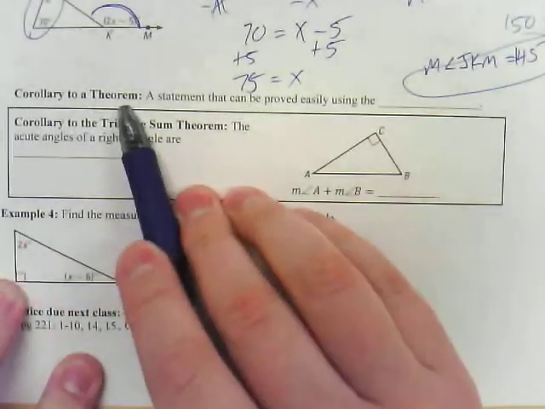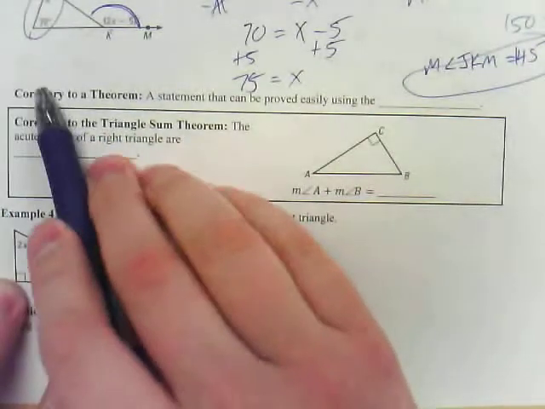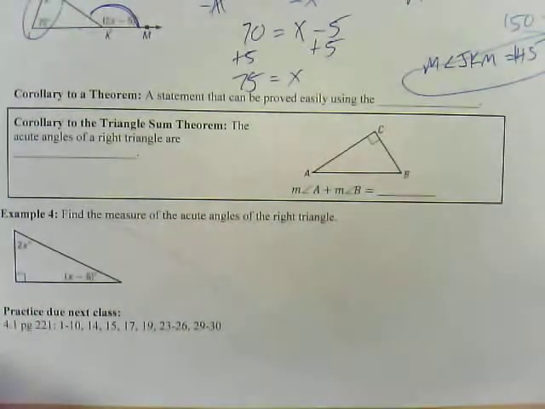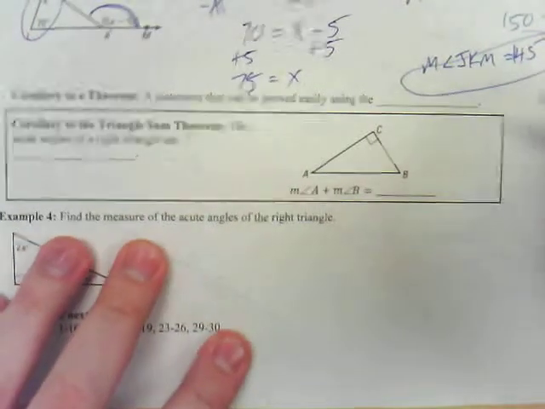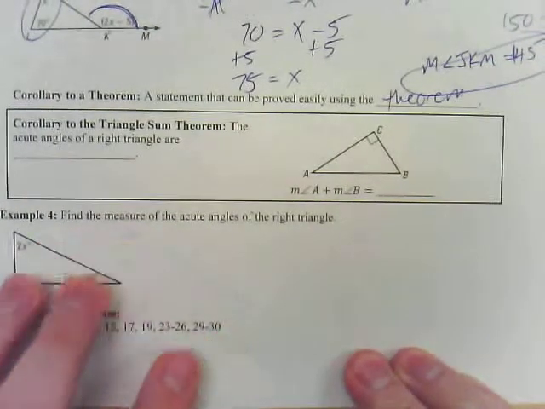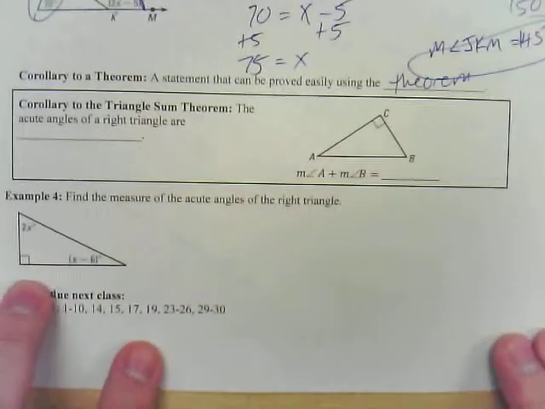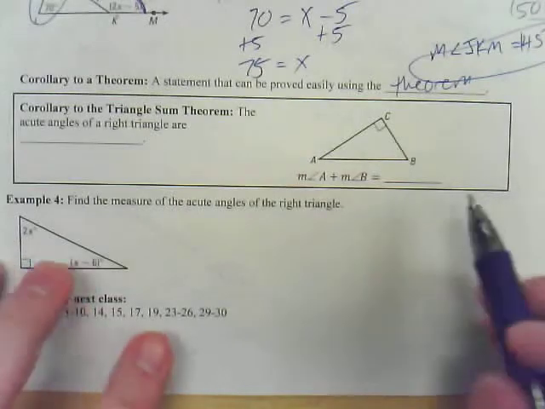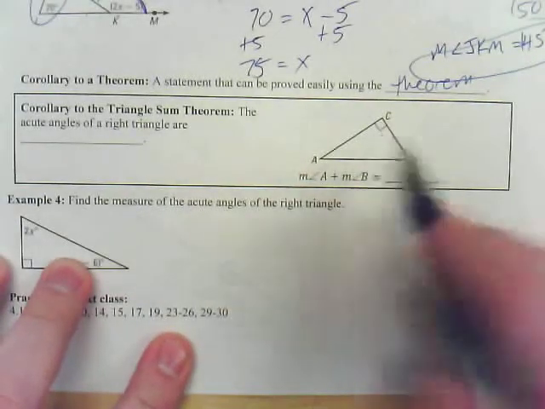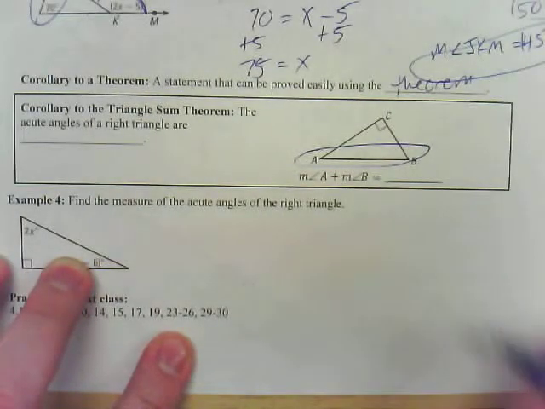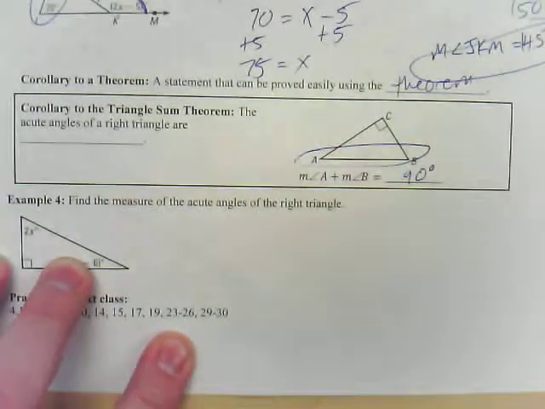So here we have a corollary to a theorem. So that means this corollary is an extra bit that we get along with this theorem that we proved was true. So it's a statement that can be proved easily using the theorem. So we have a corollary to this triangle sum theorem. Again, the triangle sum theorem was that all three angles in a triangle add up to 180 degrees. And so the corollary to that is that if you have a right triangle, then these two angles that are not a right angle must be complementary. They must add up to 90 degrees.